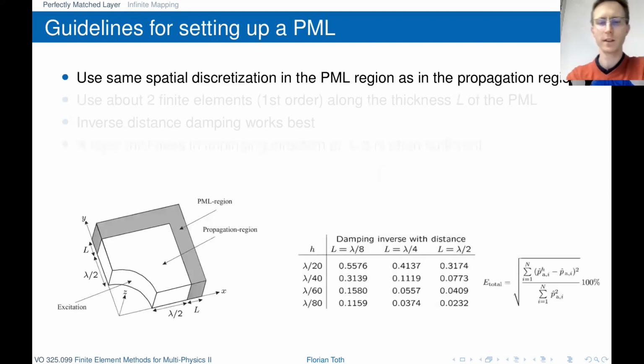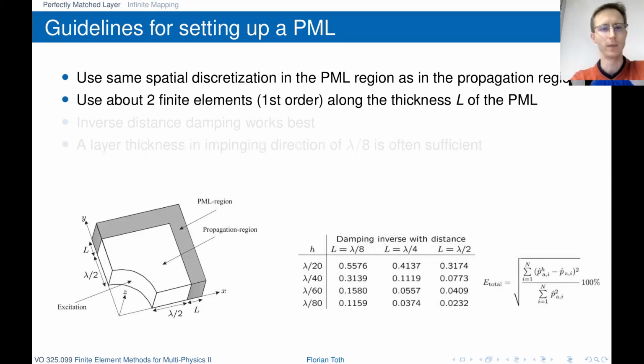Okay, just a few practical guidelines for setting up a perfectly matched layer. What do you have to consider? First off, use the same spatial discretization in the perfectly matched layer region as in the propagation region. It turns out about 2 finite elements along the thickness of the perfectly matched layer are quite sufficient. In the frequency domain, I should say. In the time domain, you usually need a little bit more.